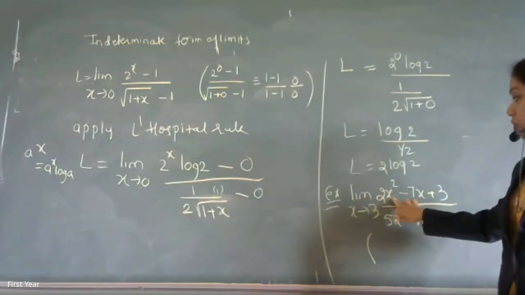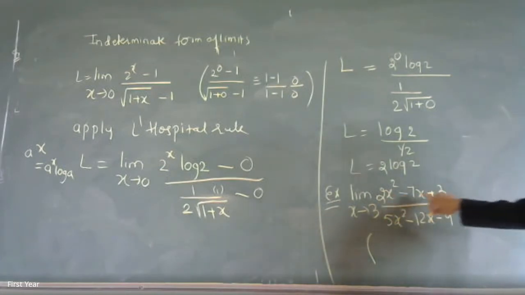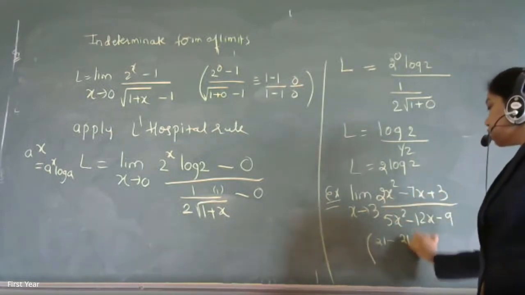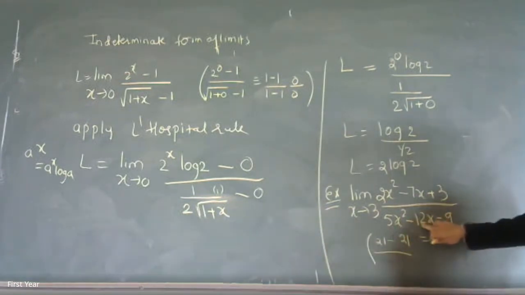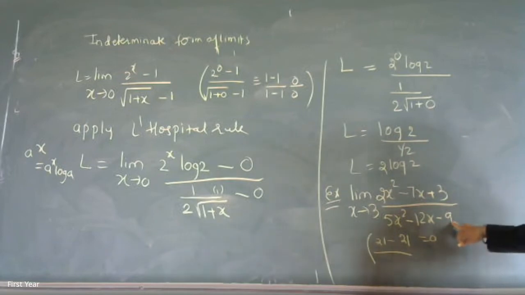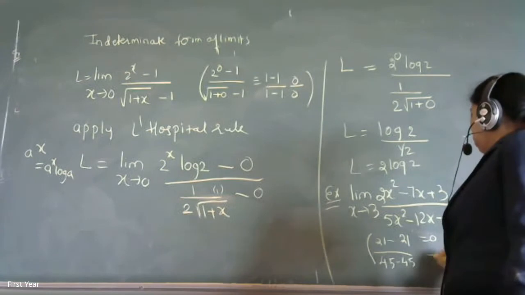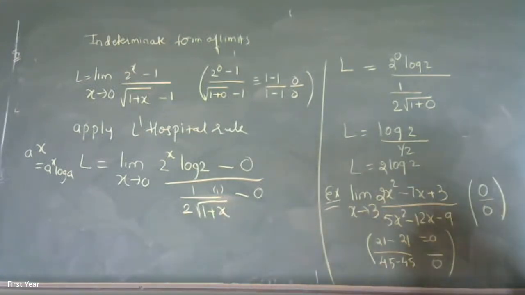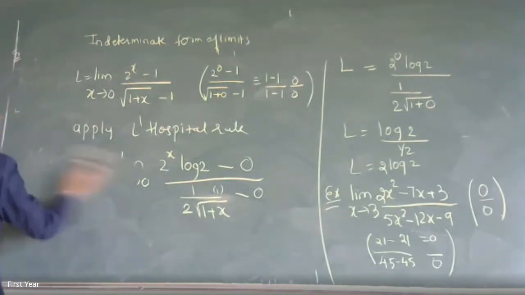Everyone? x is equal to 3, so x squared is 9. 2 into 9, 18. 18 plus 3, 21. Minus 7 into 3, 21. So 21 minus 21 is 0. And the denominator: 9 fives are 45, 12 threes are 36, minus 9 is 45. So it is 45 minus 45, that is also 0. So you are getting 0 by 0 form. Is it okay, everyone? Once it is 0 by 0 form, you are going to apply L'Hospital rule.